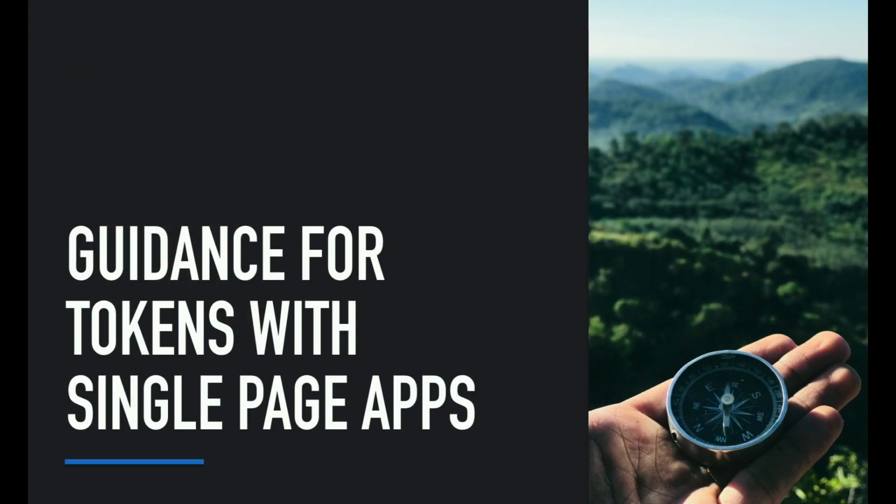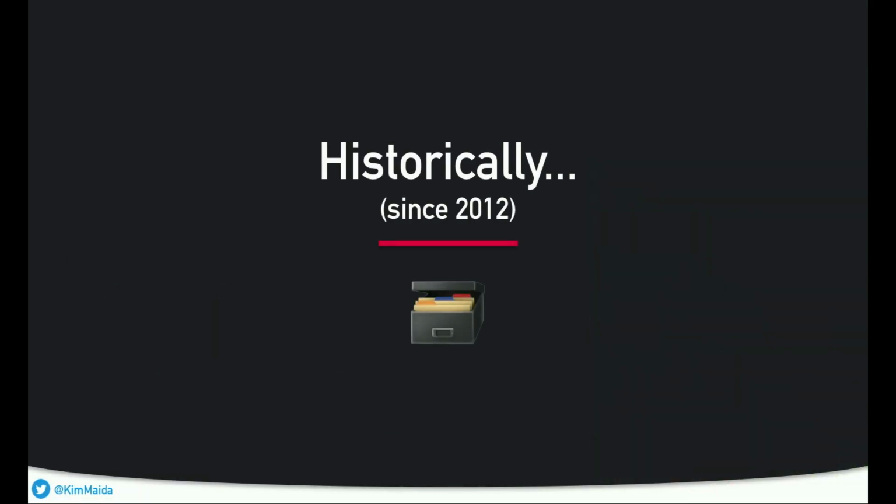So that kind of brings us to some more guidance for using tokens with single-page applications. A little bit of a history lesson here. In 2012, when the OAuth 2 spec was adopted, single-page apps were not mainstream. So for example, AngularJS came about around this time, but it didn't really become popular until 2014, and this is after OAuth 2 was adopted.